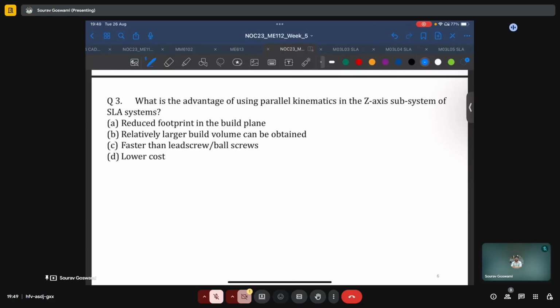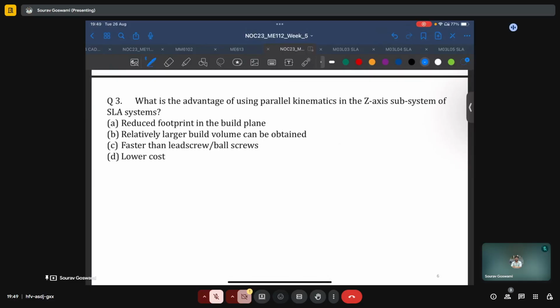The third question is asking us, what is the advantage of using parallel kinematics in the z-axis subsystem of SLA systems? Is it lower cost? Is it a speed advantage over the use of lead screw or ball screws? Is it that relatively larger build volumes can be obtained, or is it the reduced footprint in the build plane?